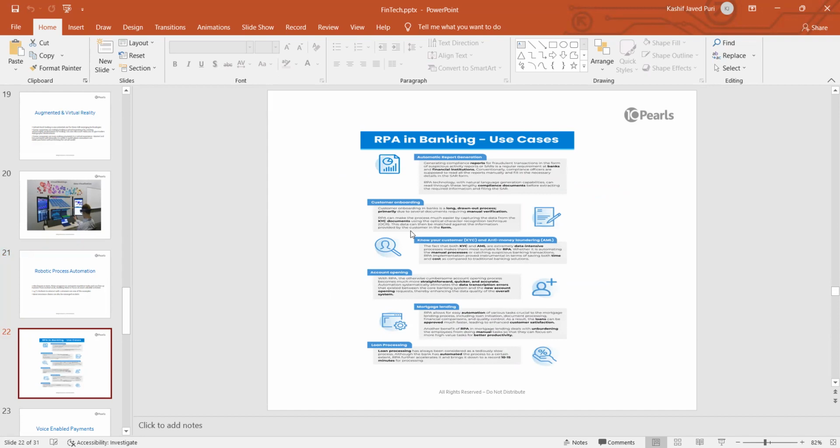Similarly, for customer onboarding, it's again five or six steps which a robot can easily do. Then KYC, again, we have to fill a form that we can hand over to a bot. Account opening, mortgage lending, loan processing, all these use cases or functions which we are currently doing in a manual way, we can easily pass on to RPA.